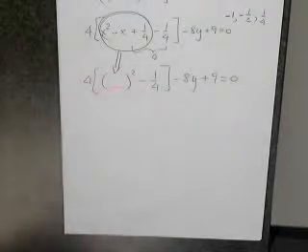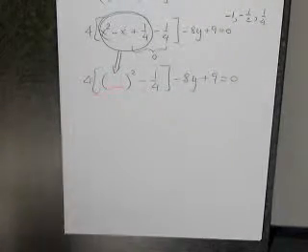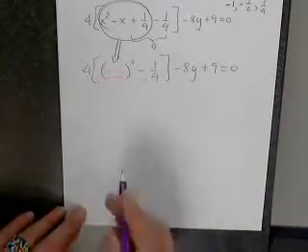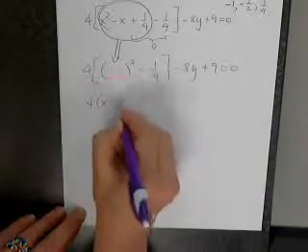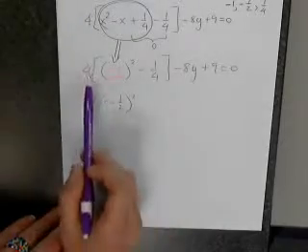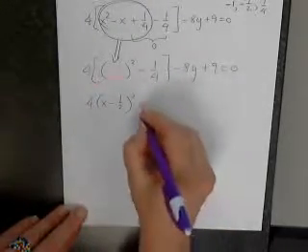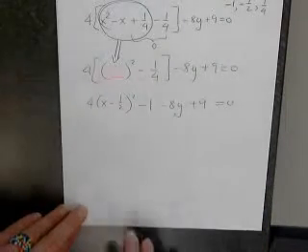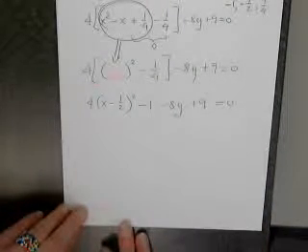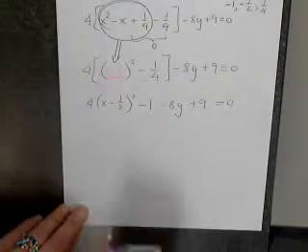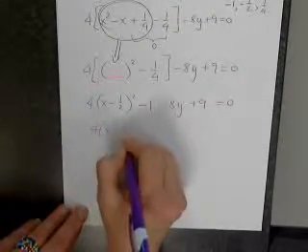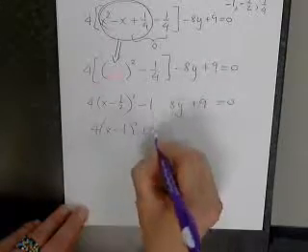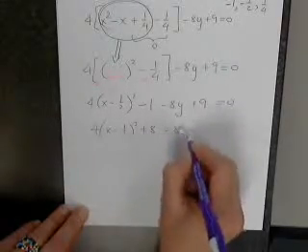Can anyone dictate what I should write? 4 times (x minus a half) squared. Very good. But then 4 times negative 1/4 is negative 1, minus 8y plus 9 is 0. So this is 4 times (x minus 1/2) squared plus 8 equals 8y.